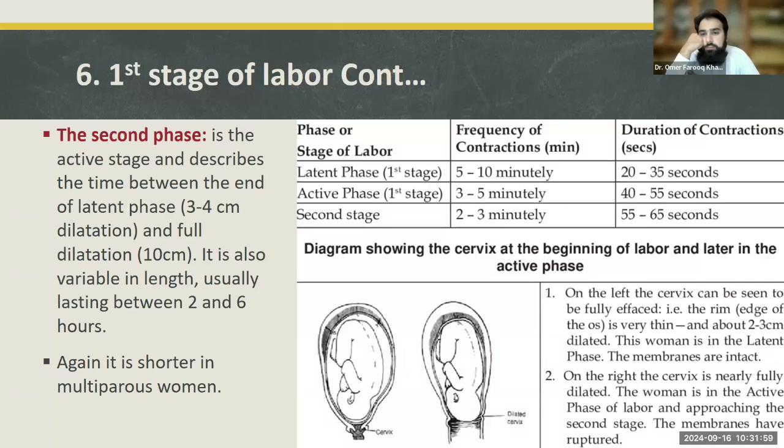The diagram shows the cervix at the beginning of labor and later in the active phase. If you look at the cervix in the beginning of labor and when the cervix is fully dilated, it is extremely thinned out, effaced and dilated. On the left, the cervix can be seen to be fully effaced. On the right, the cervix is nearly fully dilated. The woman is in the active phase of labor and approaching the second stage. The membranes have ruptured.